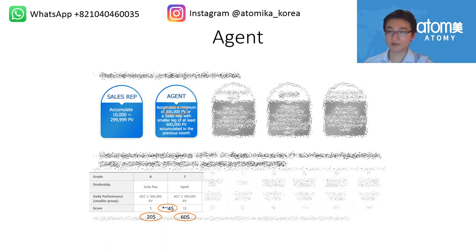There's also another way to become an agent, but we'll not cover this right now because it's a little bit complicated. So if you are an agent and you also match the same binary step of 300,000 PV as a sales rep, you receive 3 times more money. So not $20, but $60. Again, approximately $60. So that means that if you are an agent, for the same amount of work, for the same sales in your left leg and right leg, you receive 3 times more money. It is much more exciting, right?